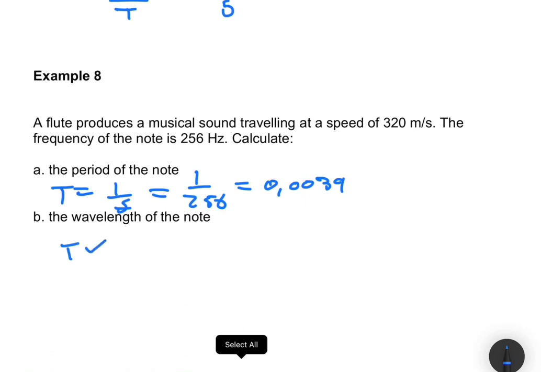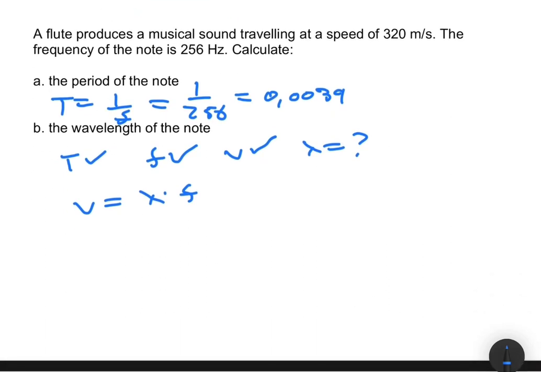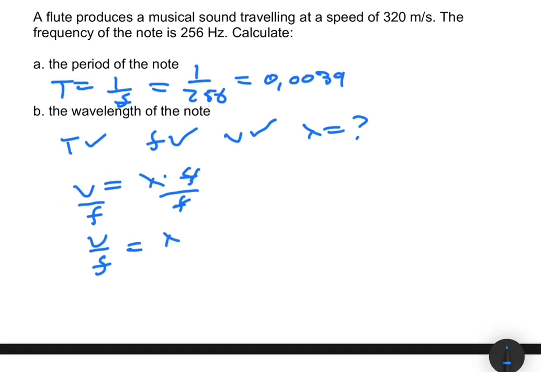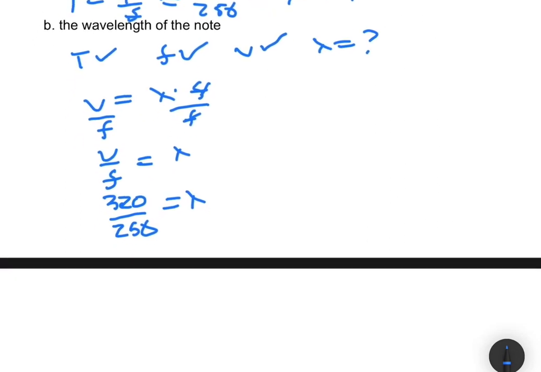And now the second equation, we're looking for the wavelength. So we have the period, we have the frequency, we have the speed. So the wavelength should be pretty much straightforward. We're going to have the speed being equal to the wavelength multiplied by the frequency. So if we make wavelength the subject of the formula by dividing both sides by frequency, we're going to get V divided by frequency being equal to the wavelength. So the speed is 320 and the frequency is 256. So our wavelength should be equal to 1.25 meters.